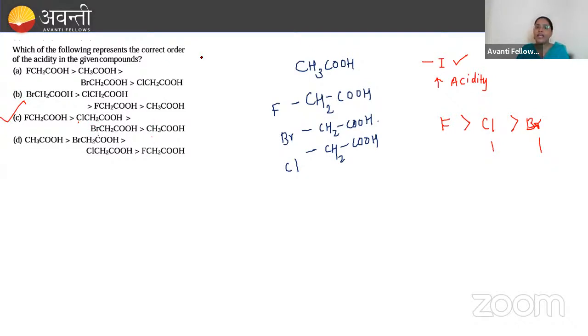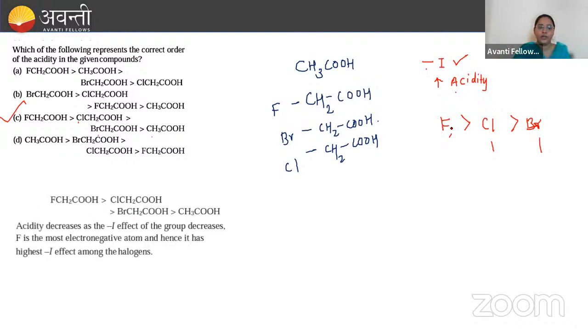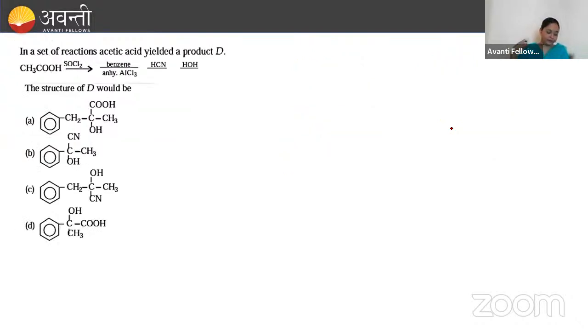So please remember, if the minus I effect increases, the acidity of a given carboxylic acid increases. Fluorine is more electronegative, that's why its withdrawing effect will be more as compared to chlorine and bromine. Acidity decreases as the minus I effect of the group decreases. Fluorine, being the most electronegative atom, shows the highest negative I effect among all the halogens. Very good. Now next problem.